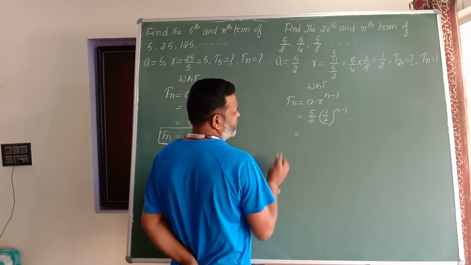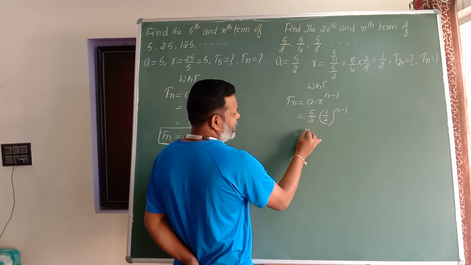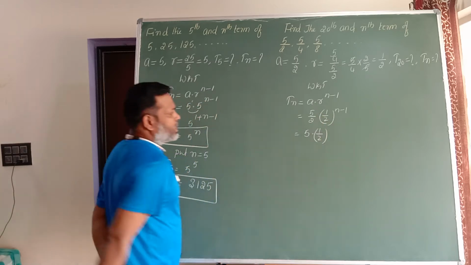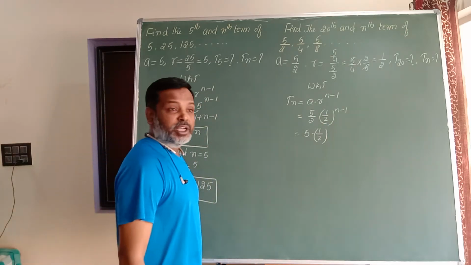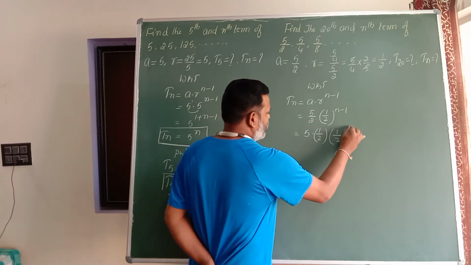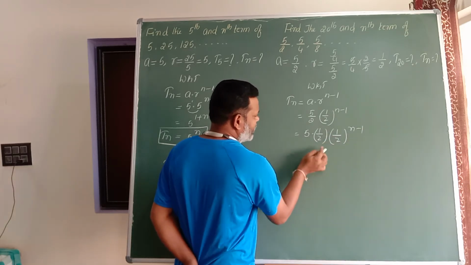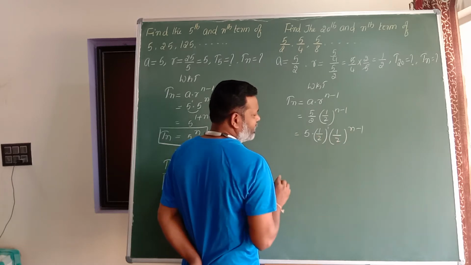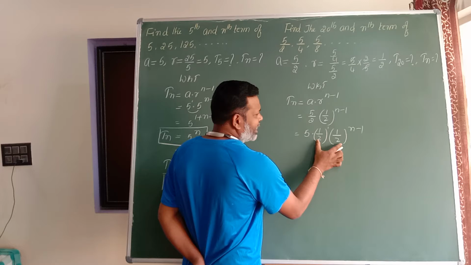I can simplify this. 5 by 2 can be written as 5 into 1 by 2, into 1 by 2 whole power n minus 1. Look here. Here also 1 by 2, here also 1 by 2. The power of 1 by 2 is 1 here. Again, when bases are same, powers can be added.